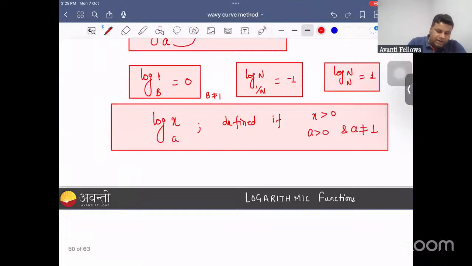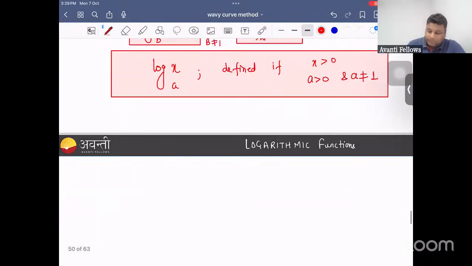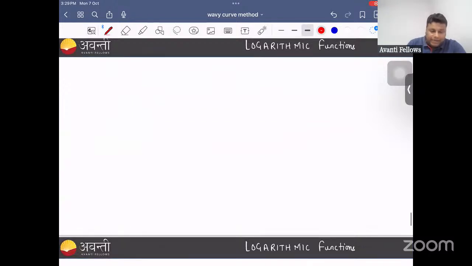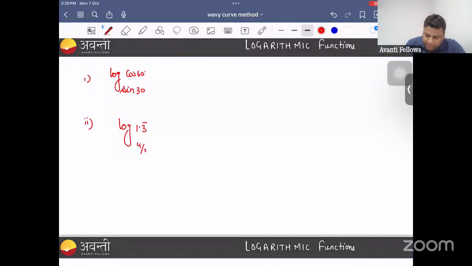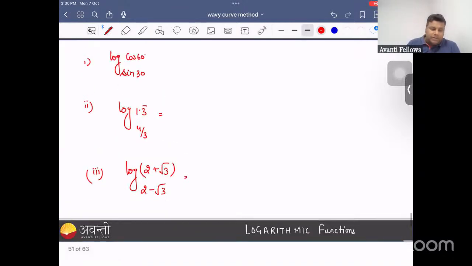Take a look quickly. Now, I'll ask you a few very simple questions. First, log cos 60 base sin 30. Second, log 1.3 bar base 4 by 3. Third, log 2 plus root 3 base 2 minus root 3. This is what? Try all of them quickly.